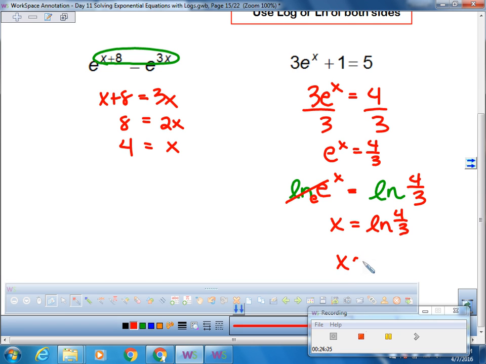And you just put that in a calculator. Can you do that for me? Natural log of 4/3.